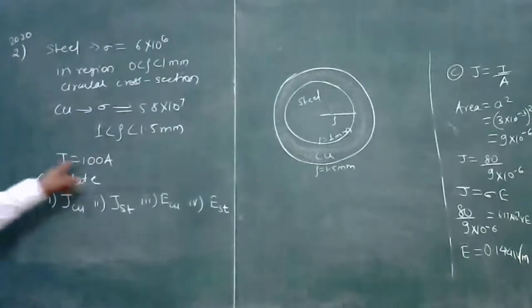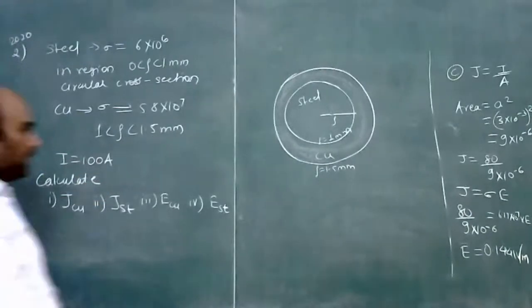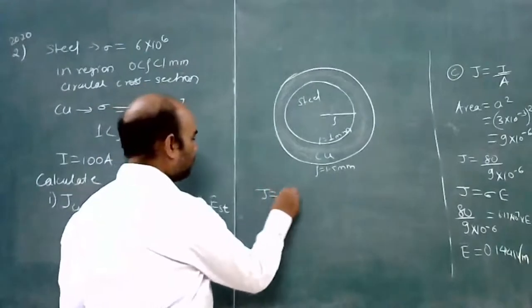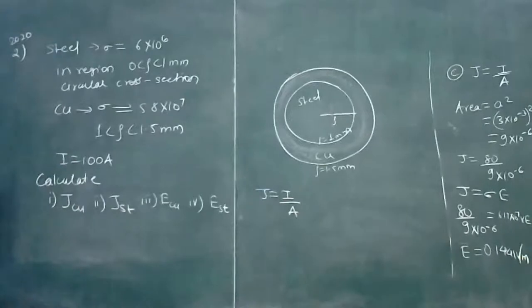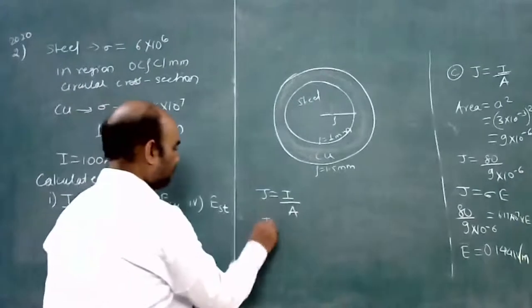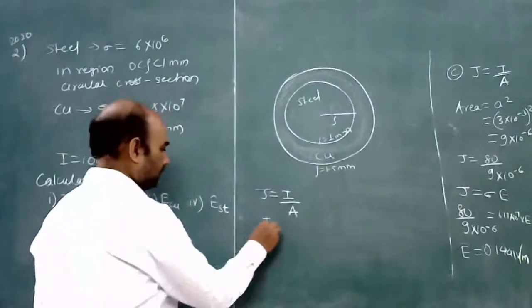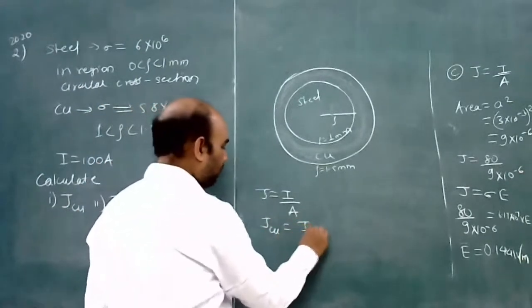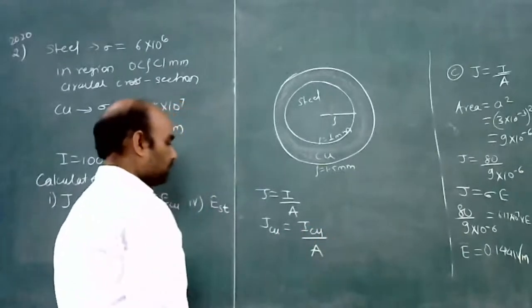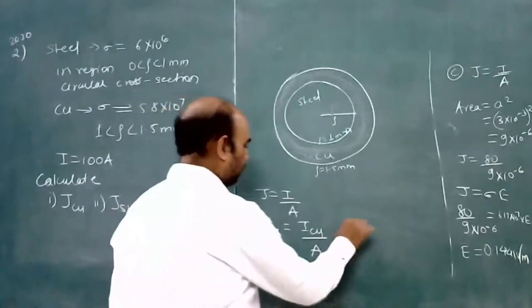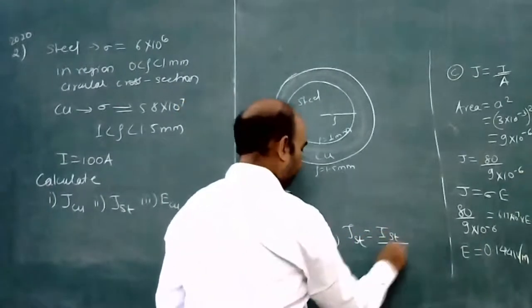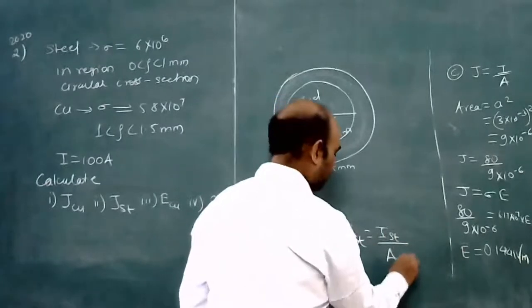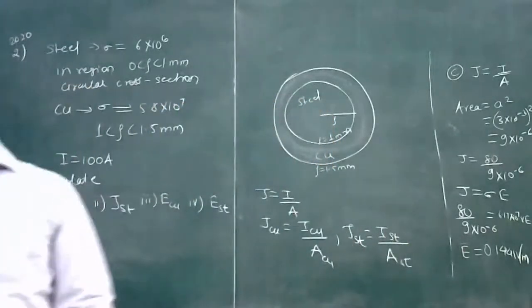The total current I is given. So we can find it by using the formula J is equal to I upon area. The total current is 100. So for finding current density in copper, this will be I copper divided by area of copper, and for steel, J steel will be I steel divided by area of the steel conductor.